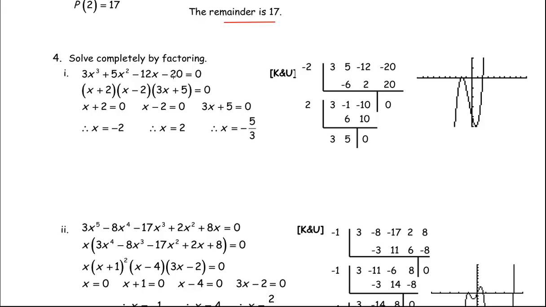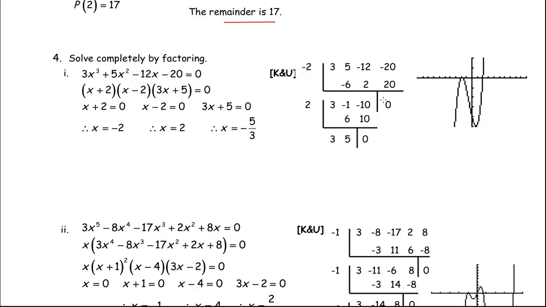3, 5, negative 12, negative 20 are the coefficients. So we bring this 3 down. Negative 2 times 3 is negative 6, and add 5 to that to get negative 1. Negative 1 times negative 2 is positive 2. Add to the negative 12, get negative 10. And negative 10 times negative 2 is 20. So we add that to negative 20, you get a remainder of 0.